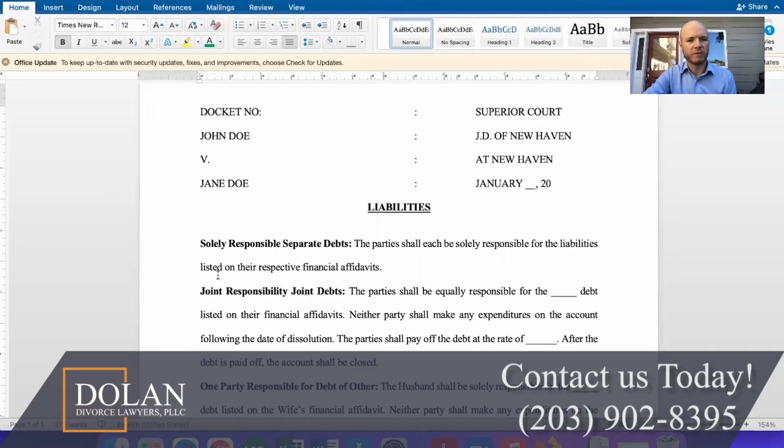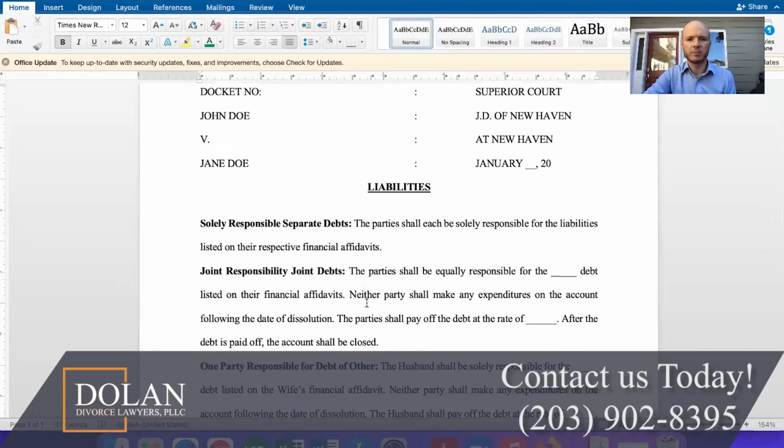You also might have folks equally divide certain joint debts. So some sample language there is that the party shall be equally responsible for the blank debt. So you list the account listed on their financial affidavits. Neither party shall make any expenditures on the account following the date of dissolution. That's pretty standard. If there's a joint credit card and the two of them are going to equally divide it in a divorce, you're not going to continue to make expenditures on that joint account after the divorce is over, because obviously that would confuse things. If wife is spending on the account, then it shouldn't still be equally divided. So you want to deal with that language.